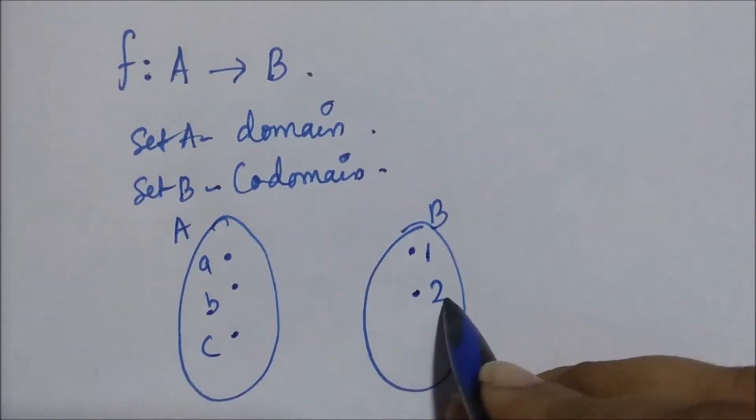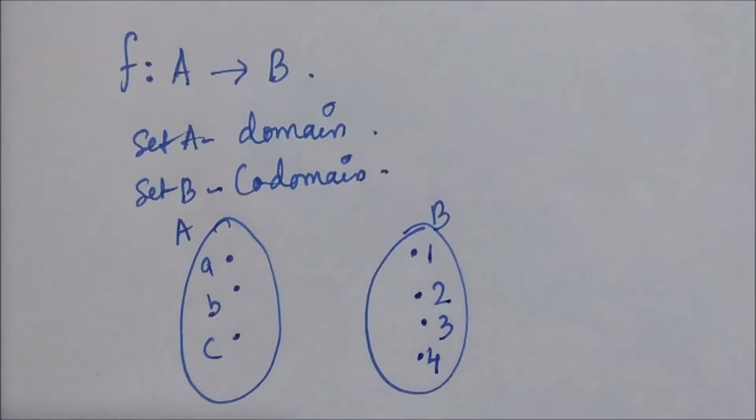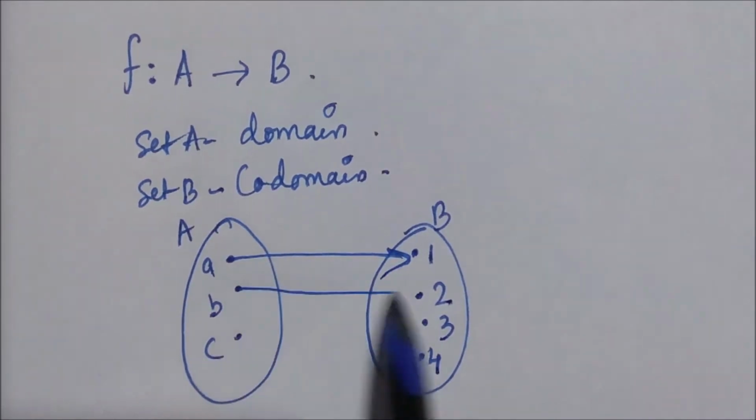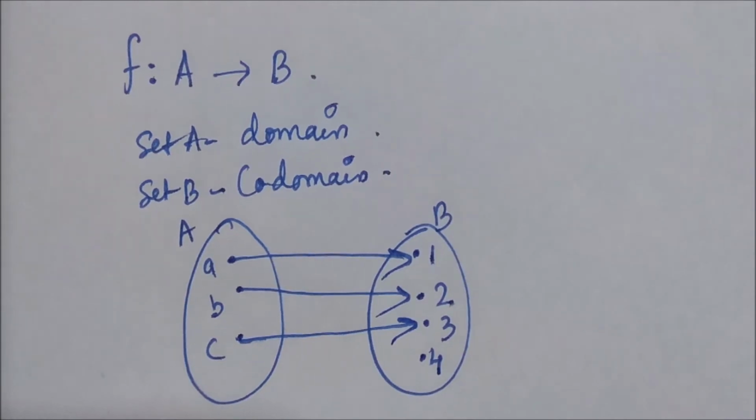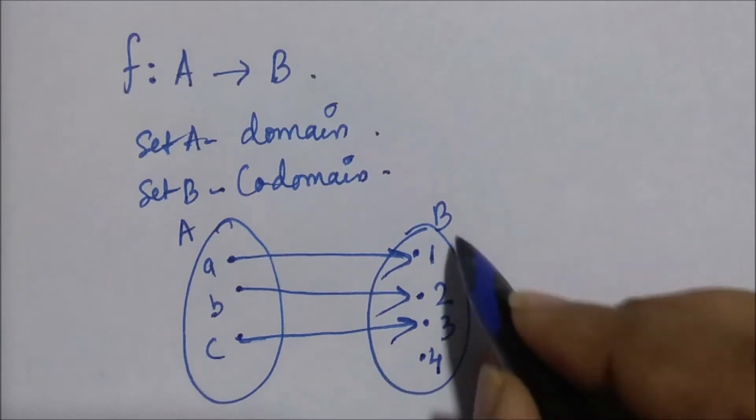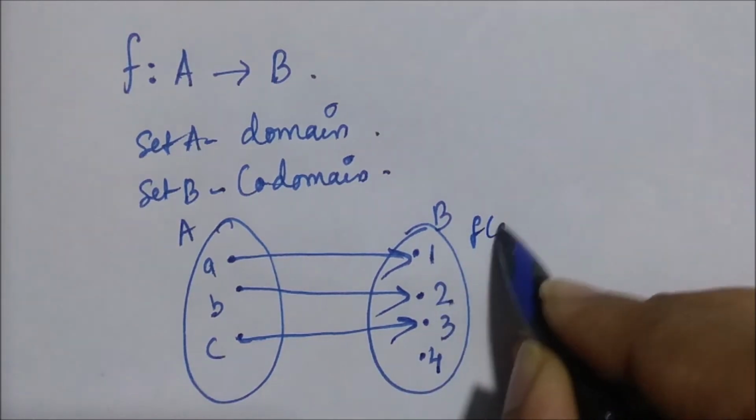Now set B has elements 1, 2, 3, 4. Alright. Now A is mapped to 1, B is mapped to 2, C is mapped to 3. This is how the mapping is. Now here if you see f of small a is 1 because a is mapped to 1. This is how we write, right?